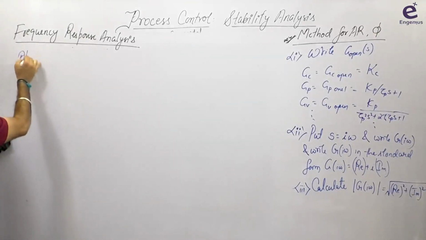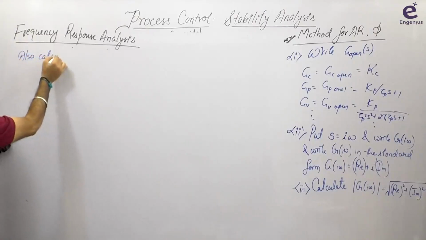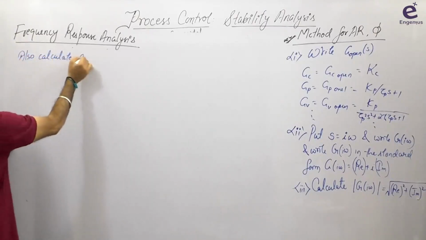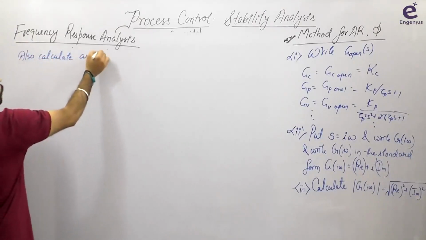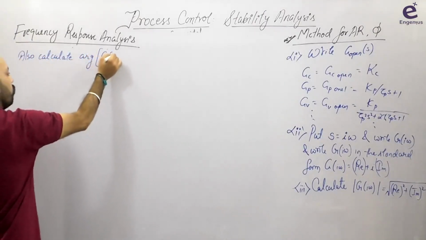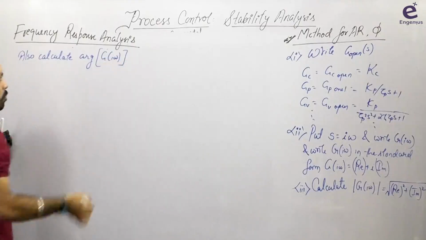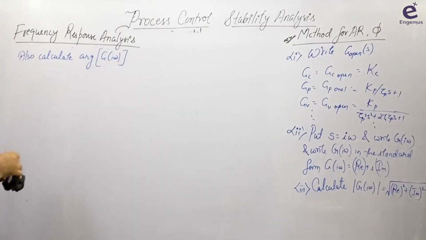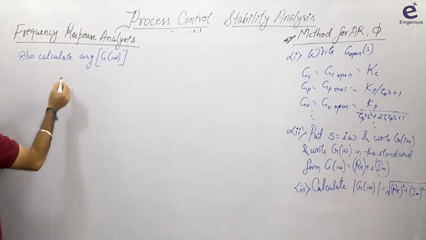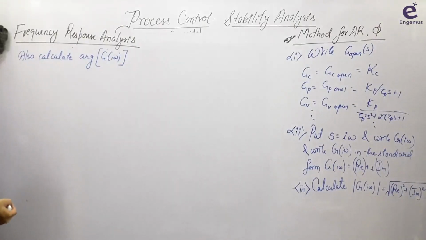Also, in the third point only, you can write also calculate augment. Augment is generally written as ARG. Augment of what? Augment of g of iota omega, because this is a complex number. Augment can be calculated for any complex number. See what happens, suppose I'm denoting augment by phi or something like that. Phi का use कर लेते हैं. Let's say that augment is phi.